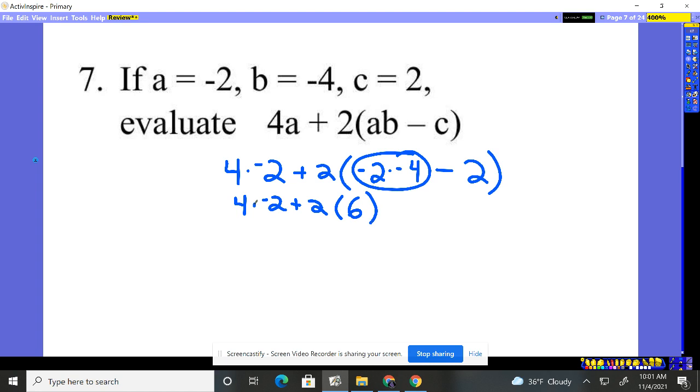So we have a multiplication here, technically 2 times a 6. We could drop those parentheses, that is fine. 4 times negative 2 is negative 8 plus the 2 times the 6 here. So I'm going to go ahead and do 2 times 6 now. So negative 8 plus 2 times 6 is 12. And then negative 8 plus 12 is positive 4.